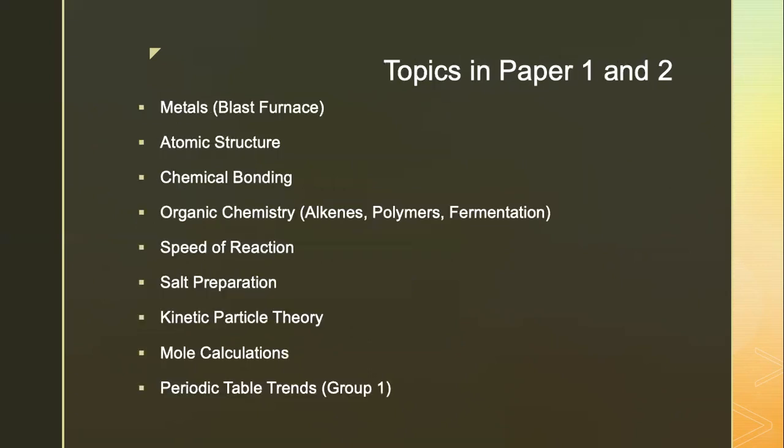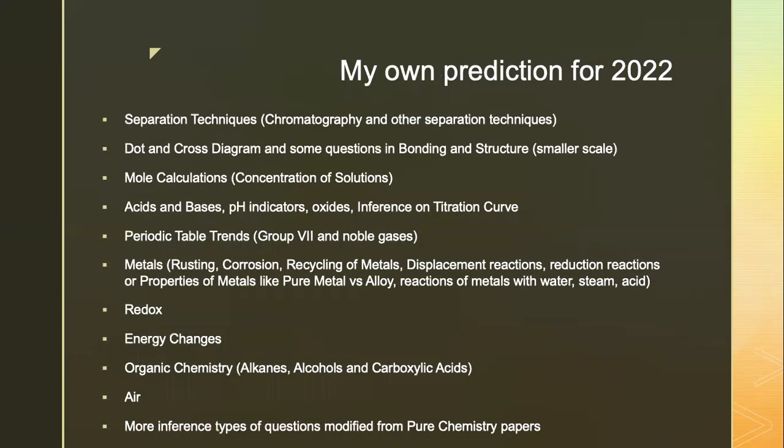Now, in general, these are the popular topics: metals, blast furnace, atomic structure, quite a lot, chemical bonding, organic chem, more focused on polymer, just like in the pure chem, fermentation, alkenes, speed of reaction, as I mentioned, and salt preparation, quite a number of marks, but more on the reasons behind certain procedures, and reading the question very carefully to know what they want. Kinetic particle theory, yes, more calculations, periodic table trends, in particular group 1, not so much on group 7. There are, but not so much. Only 1 question in multiple choice.